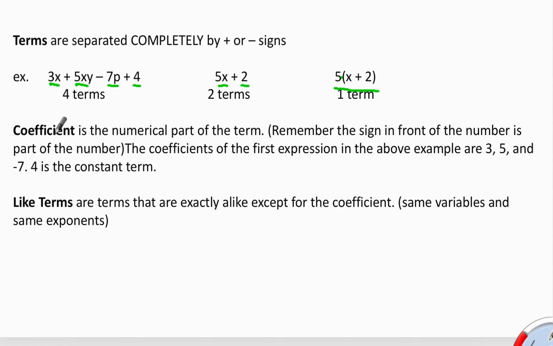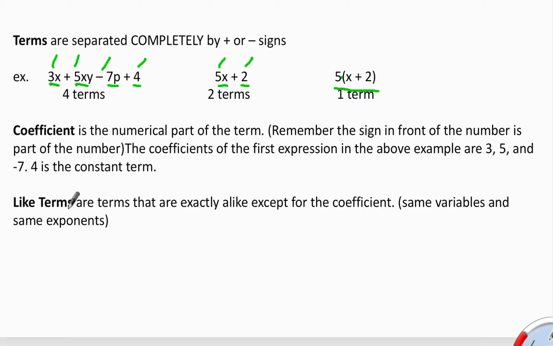The coefficient is what we call the numerical part of the term. Okay, and remember the sign in front of the number is part of the number. So the coefficients of this expression are 3, 5, -7, and 4. Coefficients of this one are 5 and 2. We can also call these terms that don't have a variable constant terms.